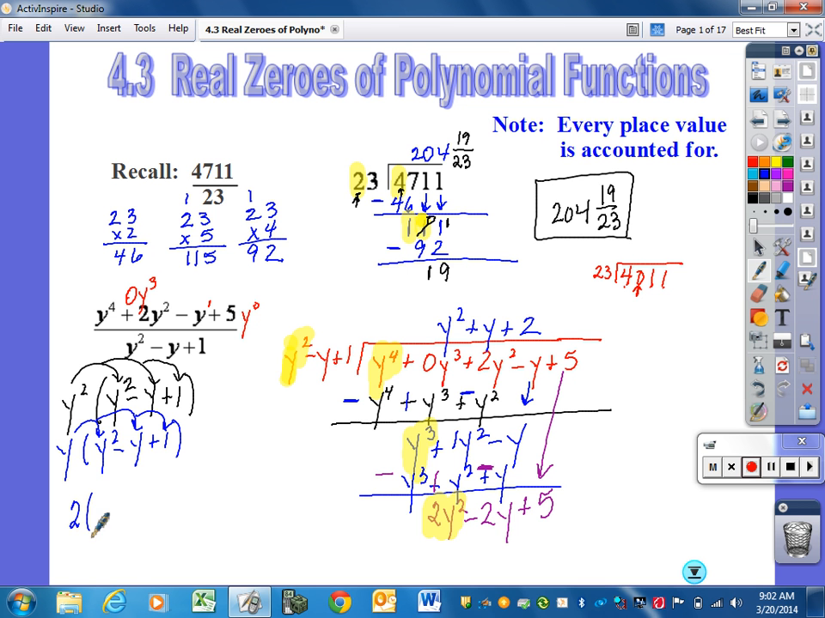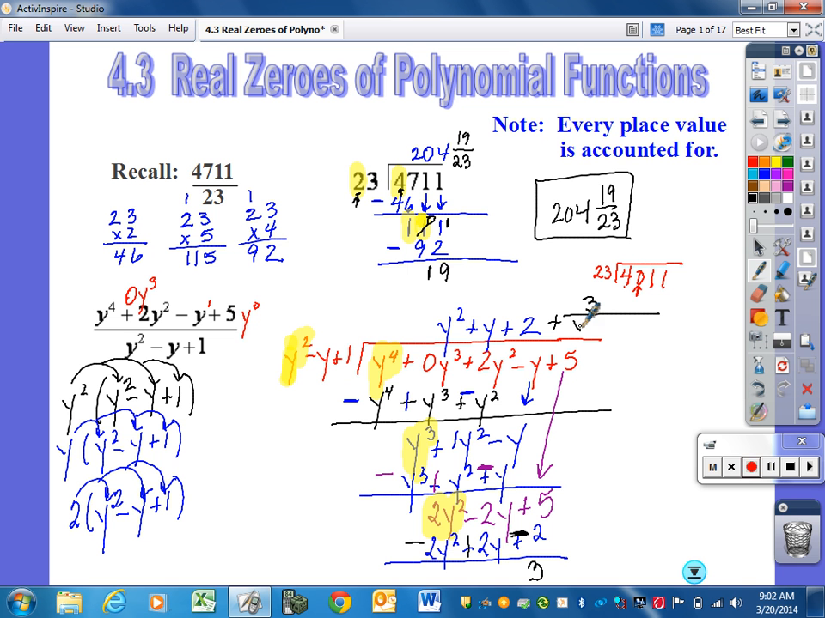I have to take 2 times my divisor, y squared minus y plus 1. And when I multiply that out, I get 2y squared minus 2y plus 2. Draw my line, subtract every one of these. 0, 0, 3. So I put the 3 over my divisor, y squared minus y plus 1.